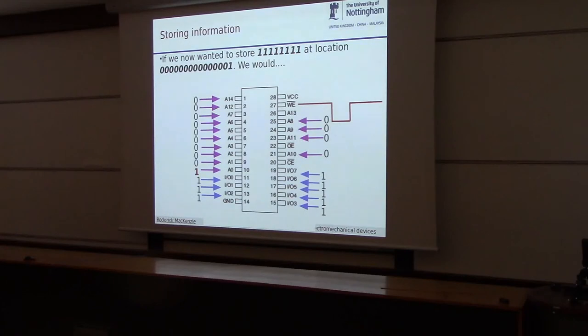And then, again, if we want to store a different number in a different address, this time I've changed the address to 0000001, so at location 1, and we just apply the data we want to save in the chip, clock it, and it'll store that data.